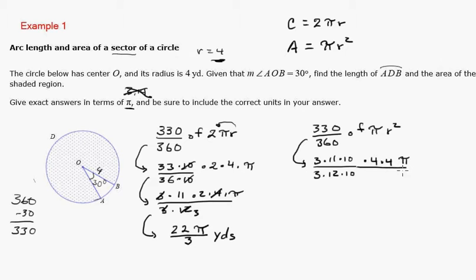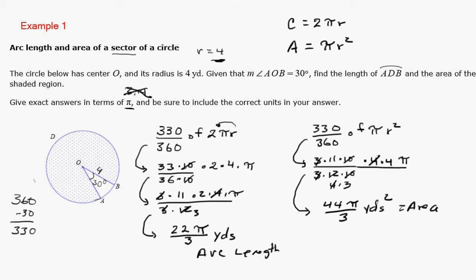Let's see, the 10s go away, the 3s go away, and 4 goes into 12; 12 can be written 4 times 3. So 4 cancels, and what's left? Nothing goes into 3. So 4 times 11 is 44 pi over 3, and that would be yards squared. So this would be area, and the other one would be the length, arc length.